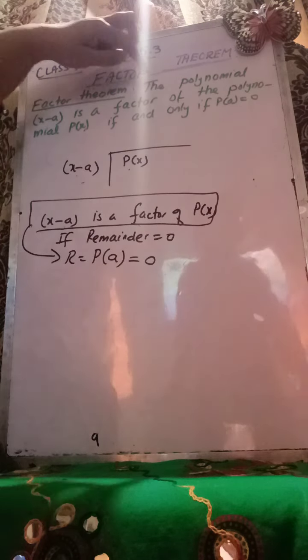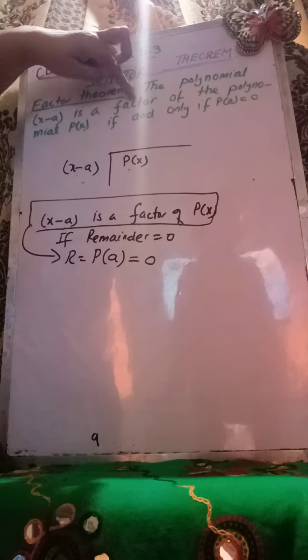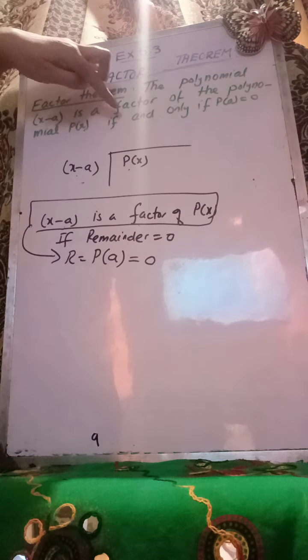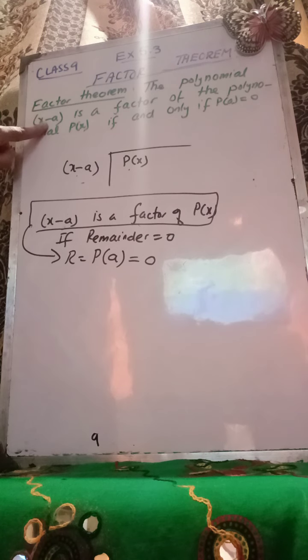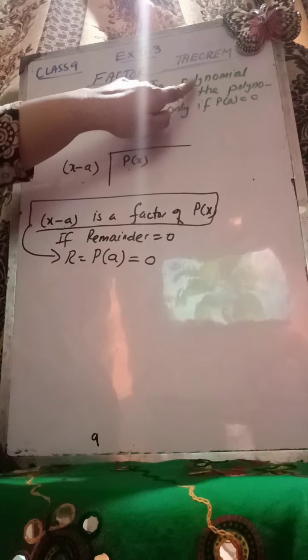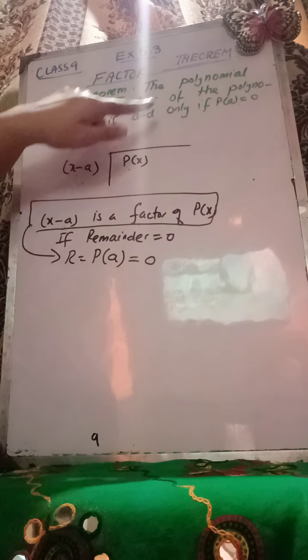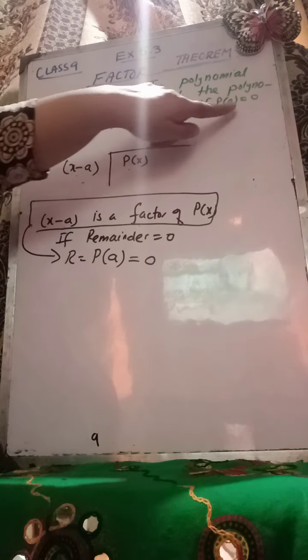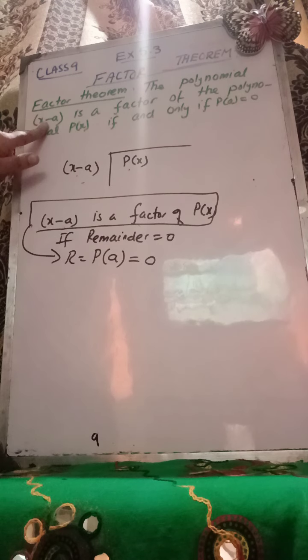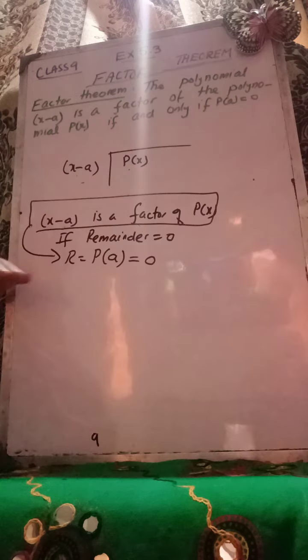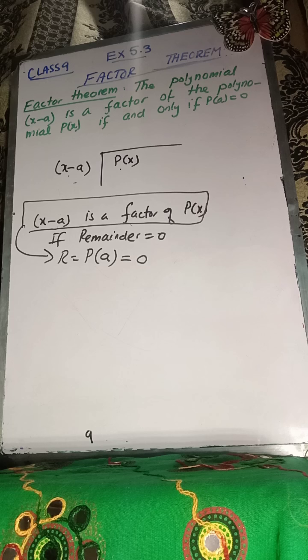So let me read it again. The polynomial x minus a is a factor of the polynomial p of x if and only if p of a is equal to 0. It means that if you want to prove that x minus a is a factor of this polynomial, you are going to put a in that polynomial p of x, and if it comes out to be equal to 0, then this will be a factor, otherwise it will be a normal divisor. And this is the statement of the factor theorem.